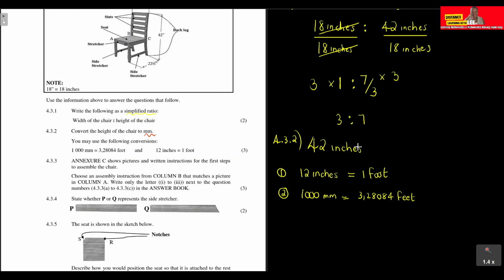So what we need to do, we first need to convert these inches to feet, and once we have the inches in feet, that will basically give us an opportunity to now convert those feet to millimeters. So we're going to first start by converting the inches to feet. We're going to start off with this equation here. Once we've done that, then we're going to continue and convert the feet to millimeters.